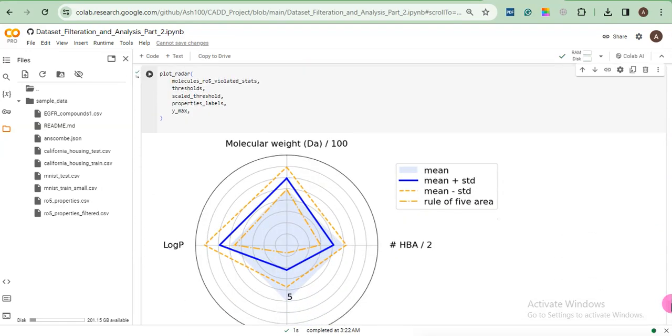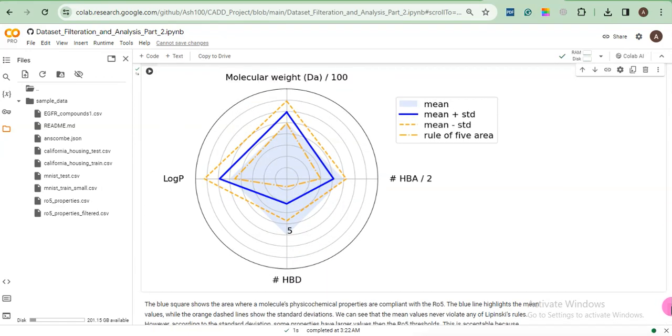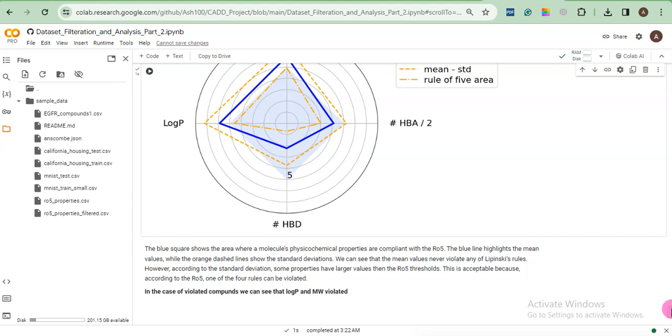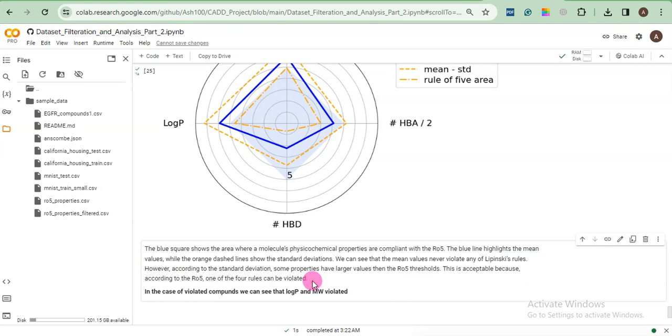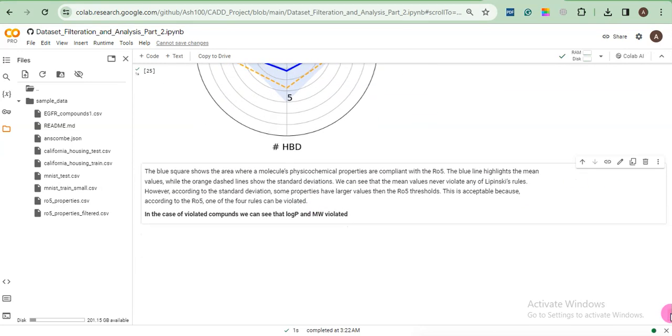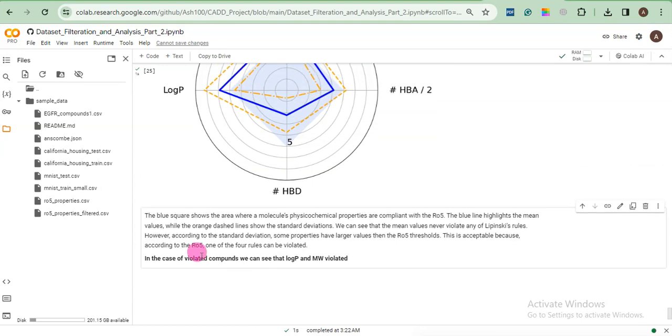So this was the calculations for some filtration. This is the interpretation, the description I already discussed for you. In the interpretation I made this area bold, to see where the violation happened.